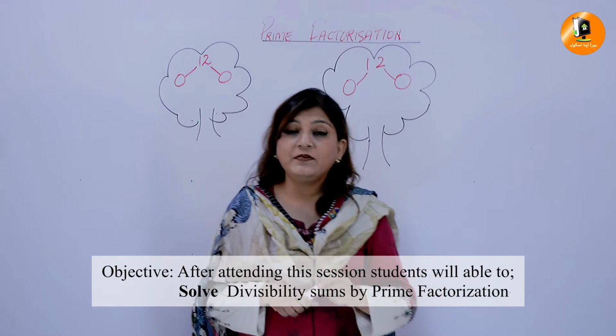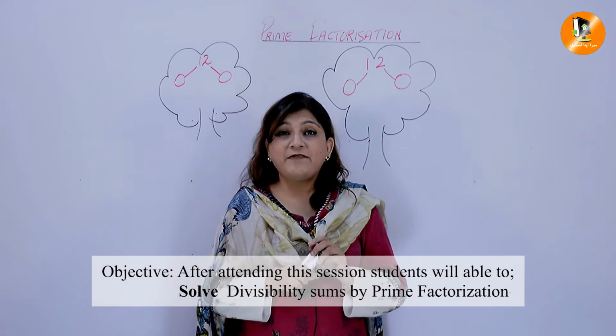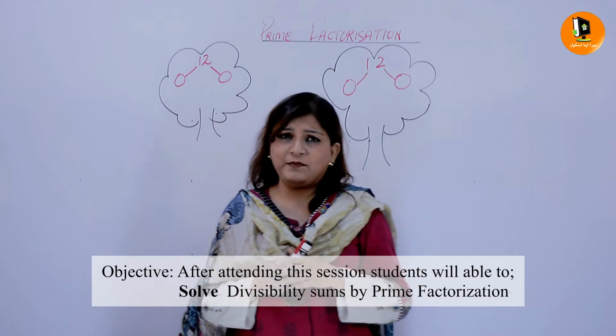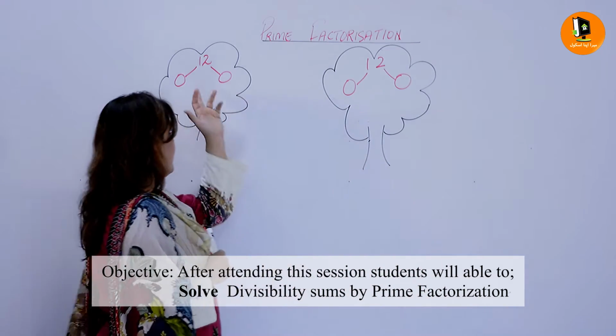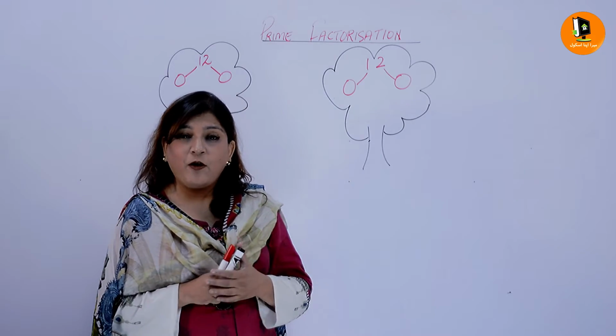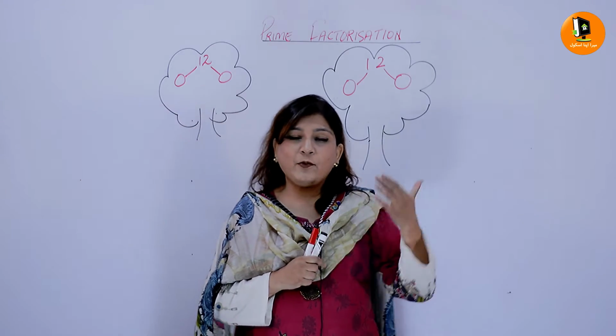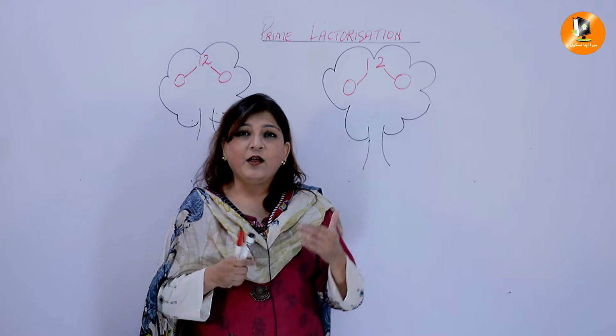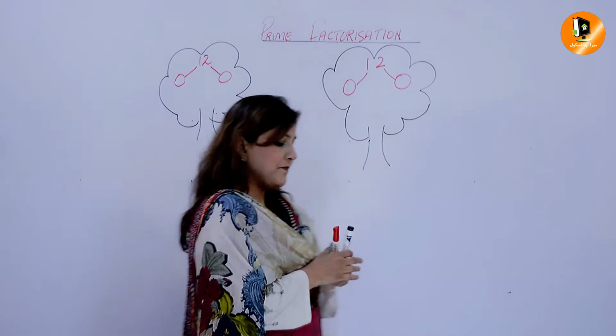In this session we are going to learn about prime factorization. Let's take an example of any composite number. Let's take an example of 12. If 12 is the topmost part of a tree, by going down, think of the factors of 12.